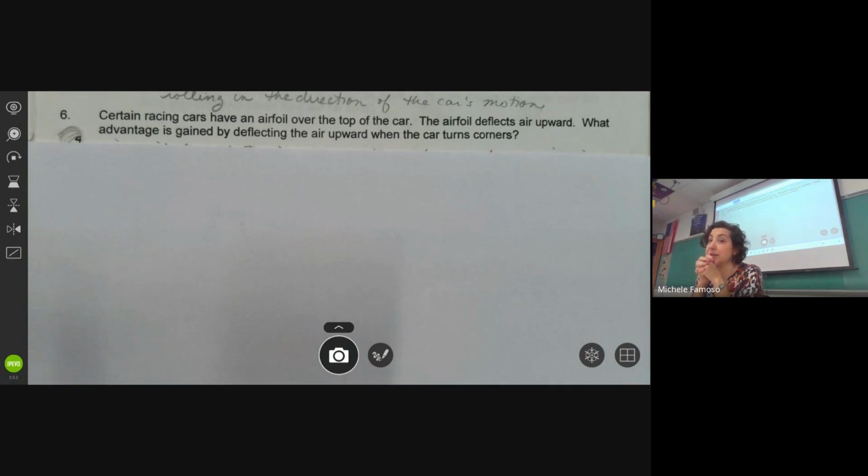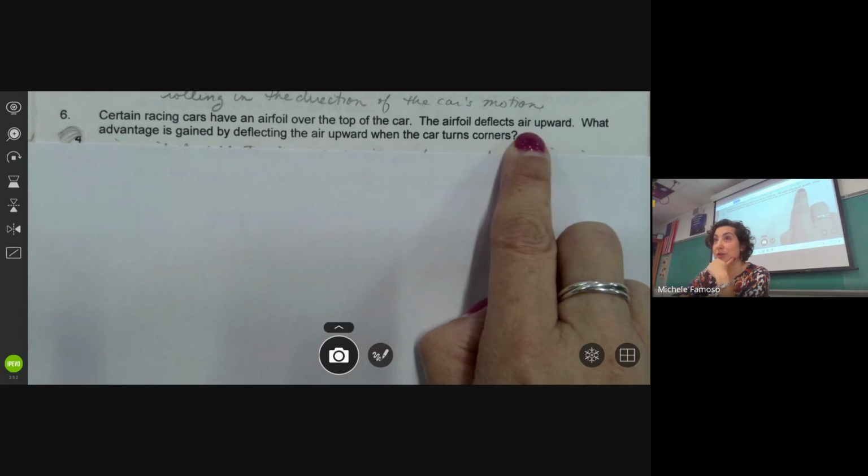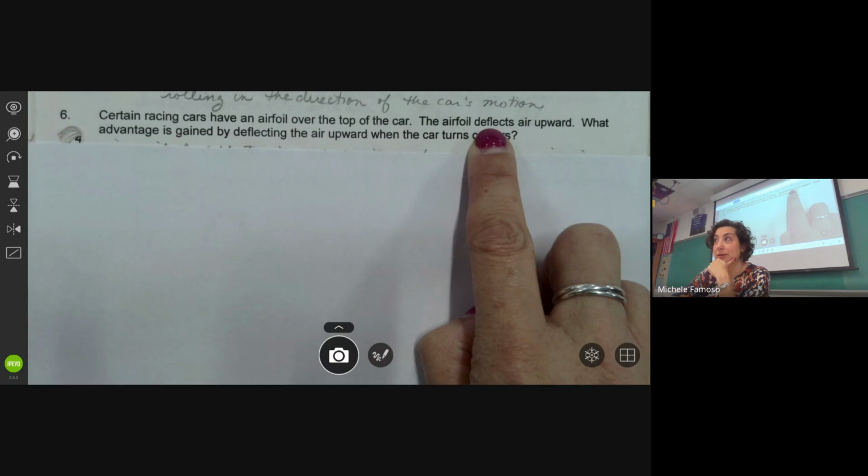Think about forces. It's telling you something about forces in this question. Addie? Yeah, because if the airfoil is pushing the air up, then the air is pushing the airfoil down, which increases the normal force pushing down into the ground. If you have more normal force, what's that going to do? Increase the amount of frictional force.